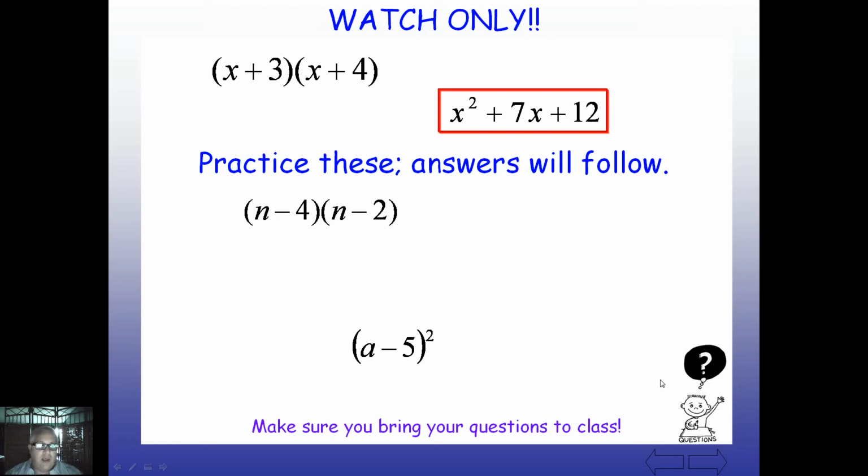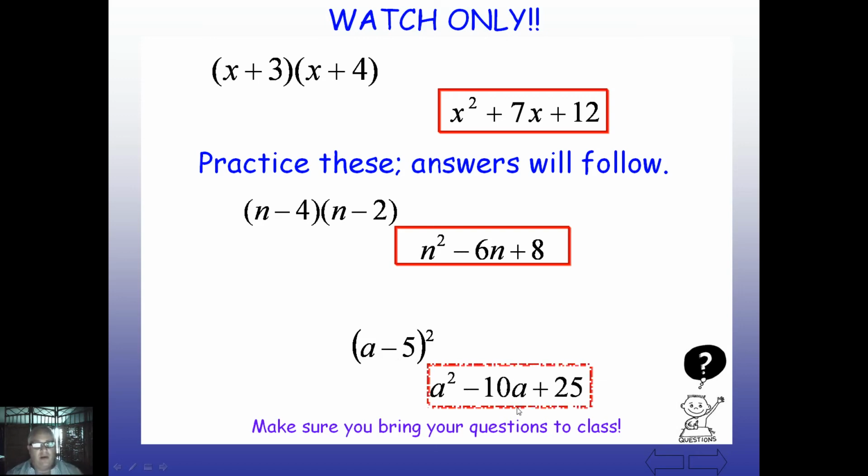All right then, n minus 4 times n minus 2, I'm betting we're going to have some kind of negative 6 in there and maybe a positive 8 if we do some adding and multiplying in the right way. So there you go, n squared minus 6n plus 8. And how about this one? Here I'm looking at an a squared, a positive 25, and what about that middle term? Well, how about a negative 5a times 2? And there you go. A squared minus 10a plus 25 would finish that one off nicely.